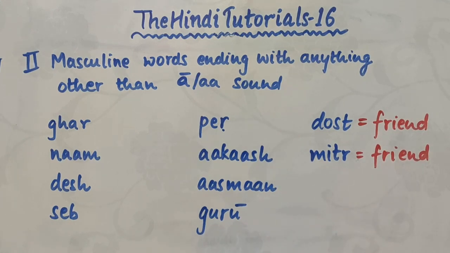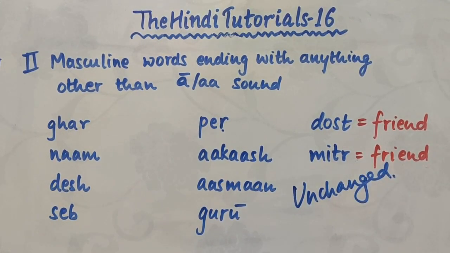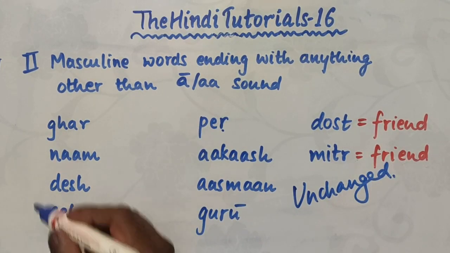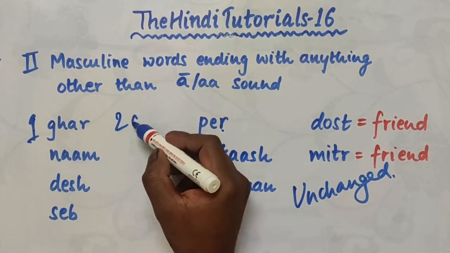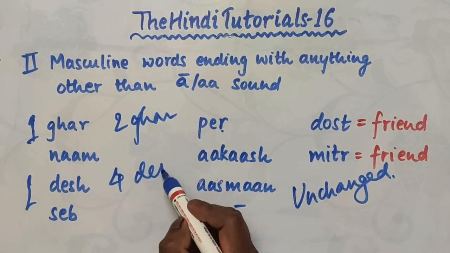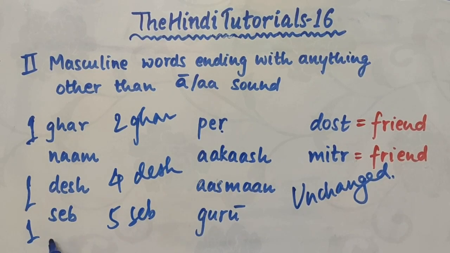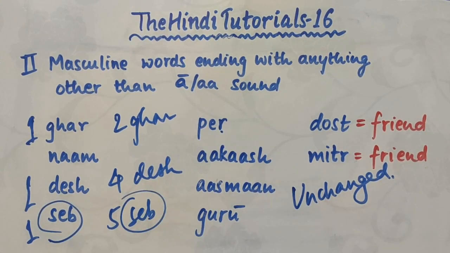Okay, these are the simplest words to convert into plural because they remain unchanged when converted into plural. So we can have ek ghar and do ghar, and ek desh or char desh, or ek seb or panch seb. It can be anything, but the form doesn't change. So it's the easiest. Okay. I hope that is very much clear. Now we'll move to feminine words.